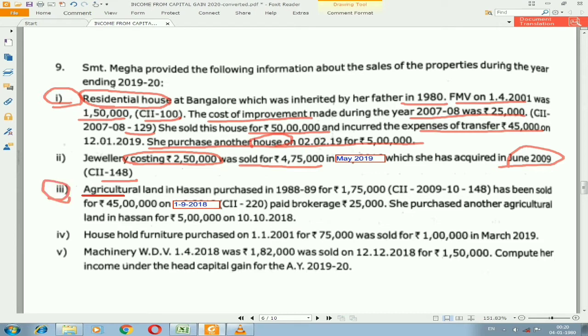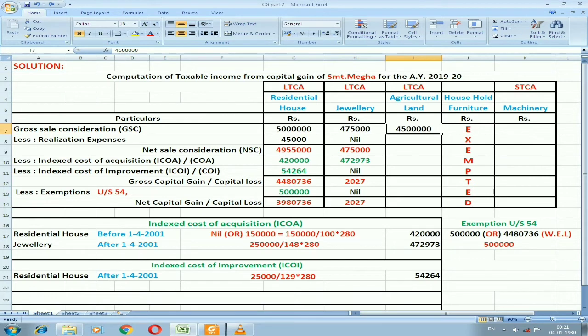So let us go with the third one, agricultural land. As it is in Hassan, we can take it as long-term capital asset. The sale amount is 45 lakh. They have paid brokerage also, that is the selling expenses, 25,000. If you deduct both of that, you will get 44,75,000.